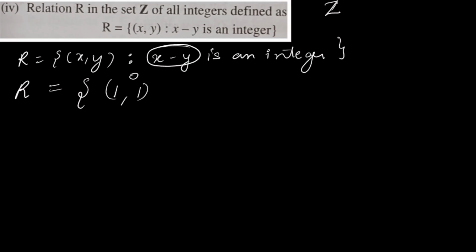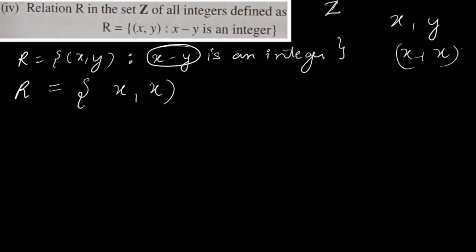Because duplet means x and y are the same number. So if you subtract the same number, what will you get? You will get 0. It will be (x, x), right? After their subtraction, we will get 0, and 0 is an integer. 0 belongs to the integers, which means this relation will be reflexive because it satisfies this condition.